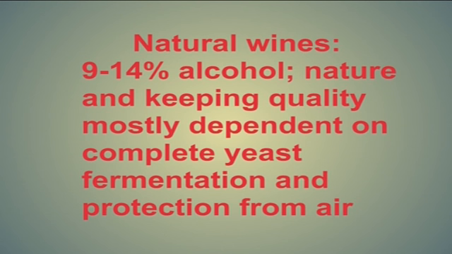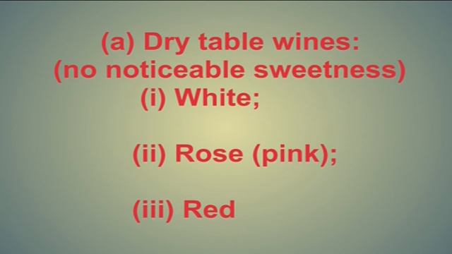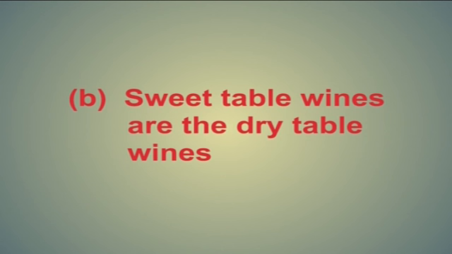Natural wines: 9 to 14% alcohol, nature and keeping quality mostly dependent on complete yeast fermentation and protection from air. 1. Still wines, known as table wines, intended as a part of a meal, no carbon dioxide added. Dry table wines, no noticeable sweetness. White, rose, red sweet table wines and the dry table wines. Further, naming of the above depends on grape type or region of origin.